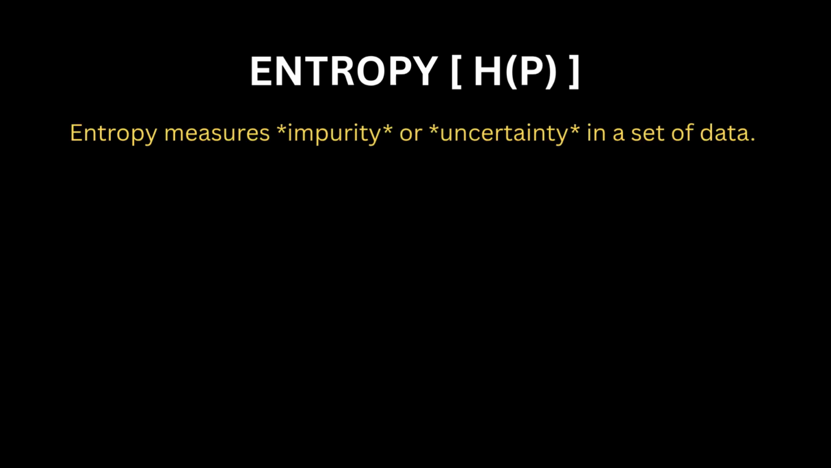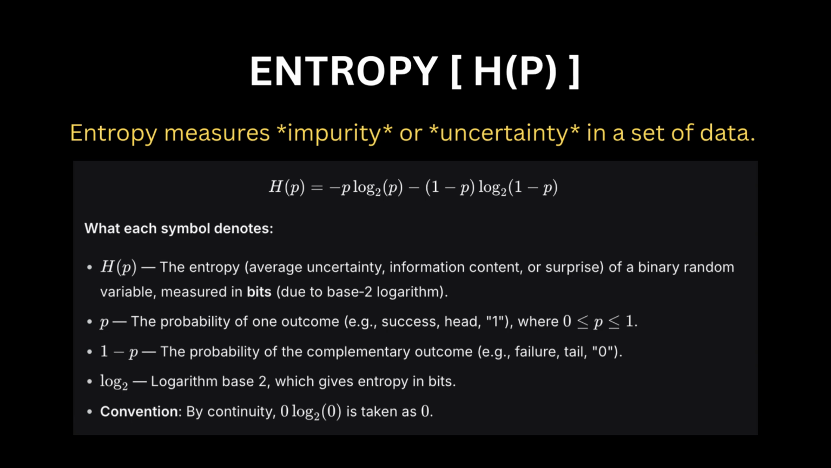First, let's start with entropy. Entropy means impurity or uncertainty in a set of data. It is often written as H(p) and is calculated with this formula. Here, p is the probability of one class, say cat, in the current set of examples.